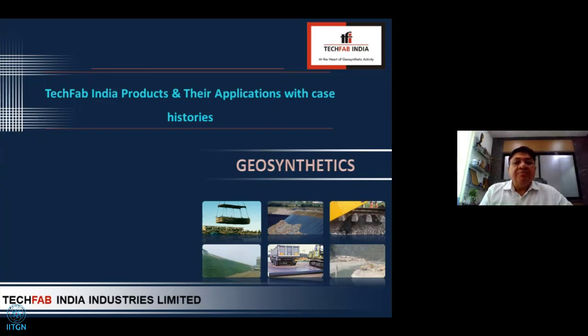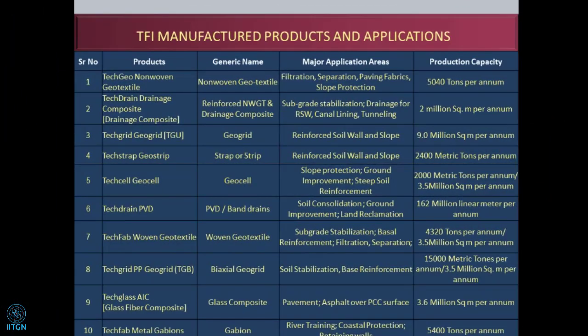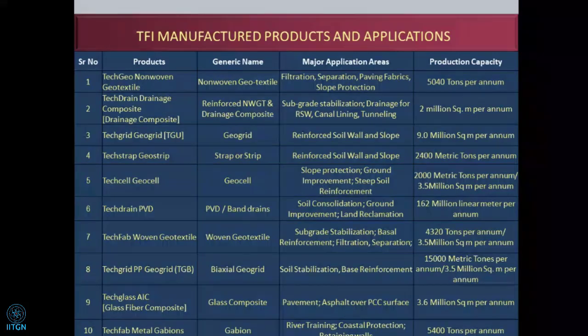So this is the brief portfolio of the TechFab India products which we are manufacturing in India and which have been used for various application areas across the world, not only in India. Starting with the non-woven geotextile, we can have a drainage composite of that. We can have the geogrid, geostrap, geocell, then prefabricated vertical drain, also woven geotextile, biaxial geogrid, and the pavement composite that we use for any bituminous layer overlay applications, and the metal gabions.